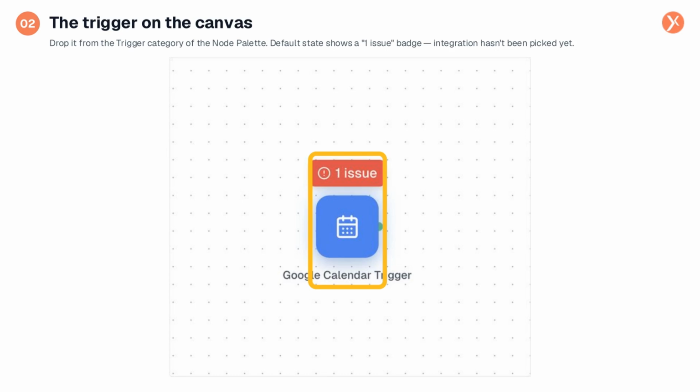When you drop the Google Calendar trigger onto the canvas from the node palette, it appears with a calendar icon and its label. Initially, you'll notice a small red One Issue badge, indicating it's not yet configured. This is the default state for all new triggers. To resolve this, simply double-click the trigger to open its configuration panel, which we'll explore next.